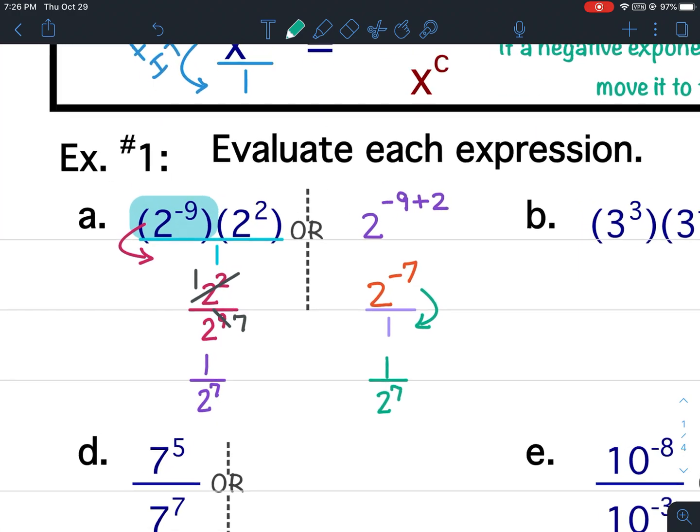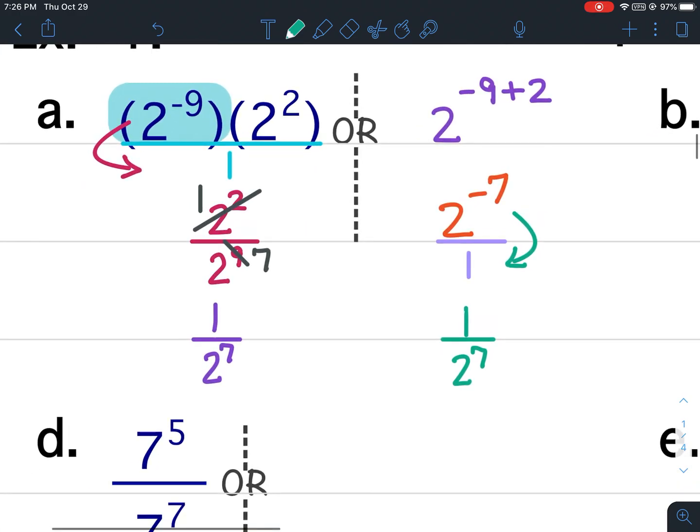All right. Which way is easier? Well, in this case, maybe the way on the right is easier. To each their own. But whatever you want to do is fine with me, as long as you understand that you want to make sure your exponents are positive.